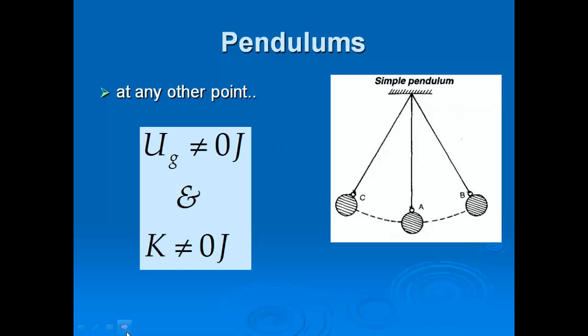Then at any other point, we know those two values cannot be zero because it must be some balance between the potential and the kinetic. So it all kind of makes sense when you start diagramming it out.